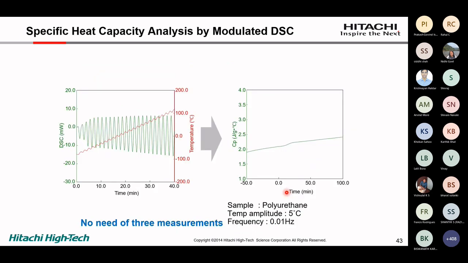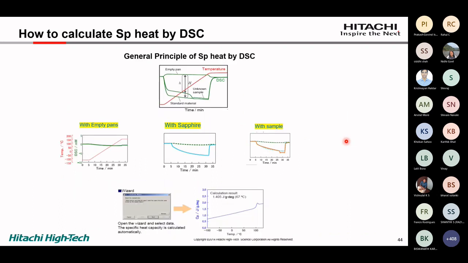Another advantage of DSC is you can determine directly the specific heat of the compound. By using the modulated DSC, you can see here a delta Cp with respect to temperature is determined by DSC, so no need of performing 3 experiments. Normally in DSC, a specific heat is determined by a procedure called a 3-step measurement. First, you run the empty pans, then you run the sapphire, which is the reference material for the specific heat calculation, and then run with the sample.